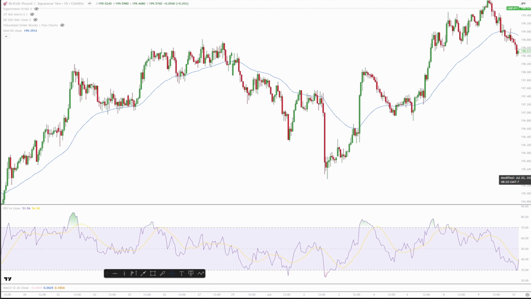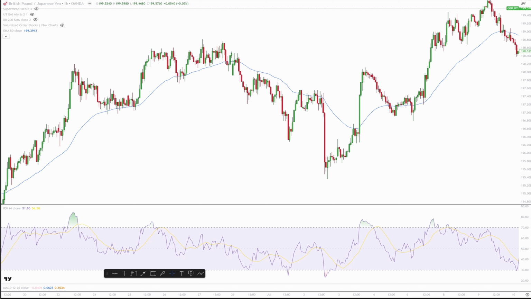For price action, I look for patterns like bullish or bearish engulfing candles, pin bars, or multiple rejections of a level. For indicators, I love the 50 EMA, exponential moving average, to see the trend. If price is above the 50 EMA, I prefer buying. If it's below, I prefer selling.